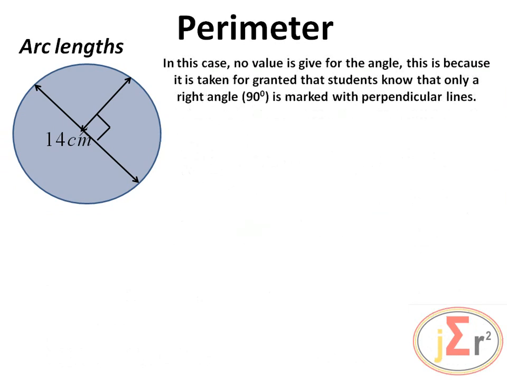In this case, no value is given for the angle. This is because it is taken for granted that students know that only a right angle, that is a 90 degrees angle, is marked with perpendicular lines. Of course, we have the perpendicular lines here, so we are sure that that angle is 90 degrees. So what do we have? Of course, we have the diameter, so we're going to use pi d for our circumference. And of course, the angle over 360 is a fraction that is multiplied by the circumference to give the length of the arc that we are trying to find.